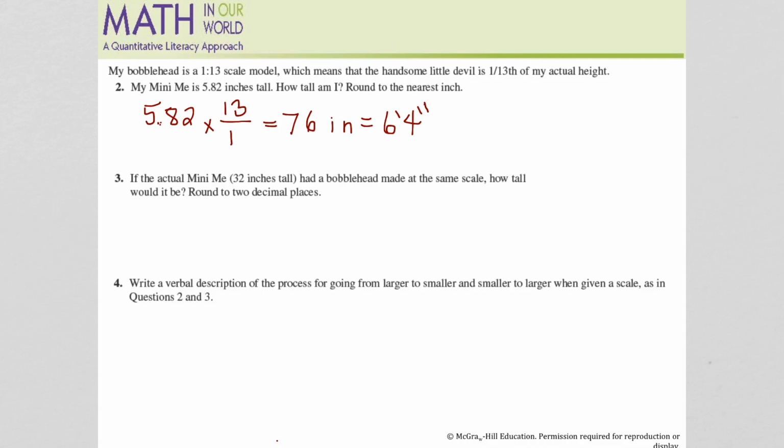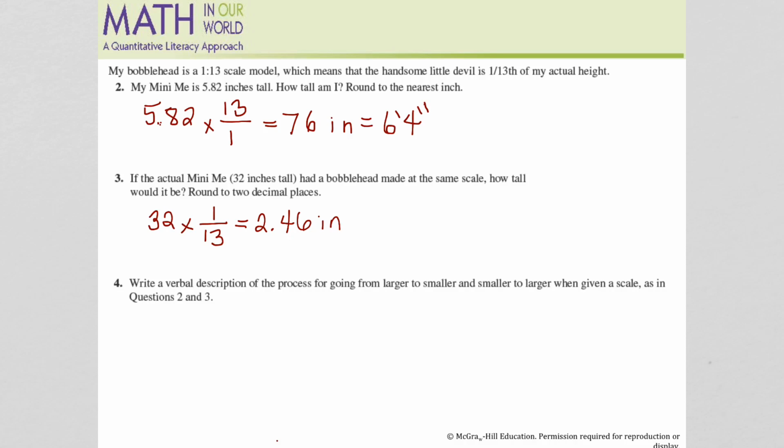So, pretty tall dude. If the actual mini-me, I'm assuming he's talking about his son, had a bobblehead at the same scale, how tall would it be? And so his son must be 32 inches tall. And we want to make a bobblehead of him. Well, this time we're going smaller. So we're going to multiply by 1 to 13. The bobblehead would be 2.46 inches tall.